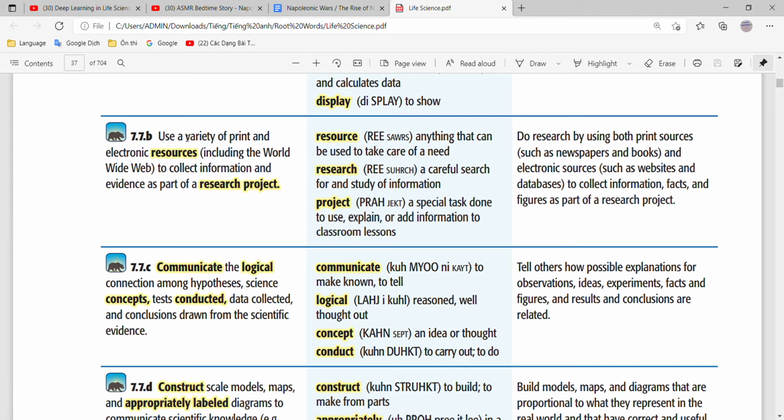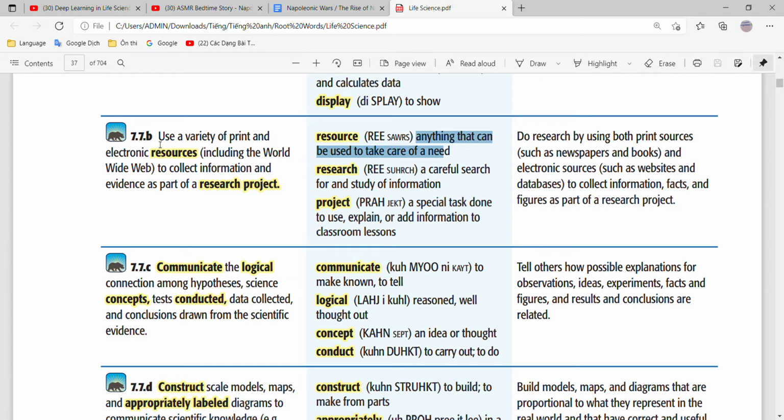Second of all, use a variety of print and electronic resources, including the World Wide Web, to collect information and evidence as a part of a research project. Resource means anything that can be used to take care of a need. Research is a careful search for or study of information. And project is a special task done to explain or to add information to a classroom lesson.